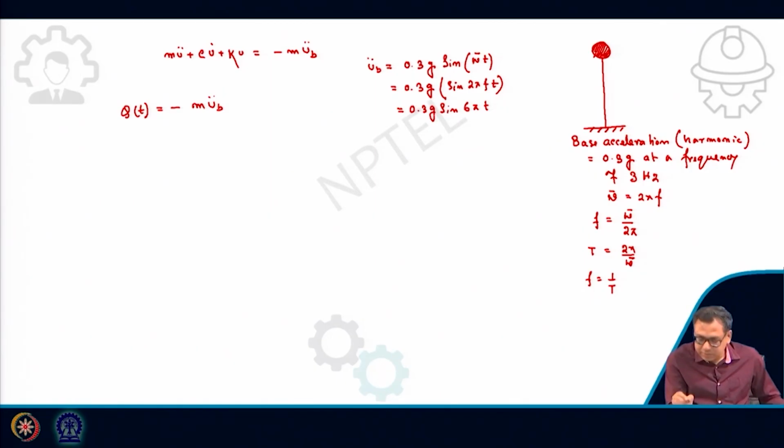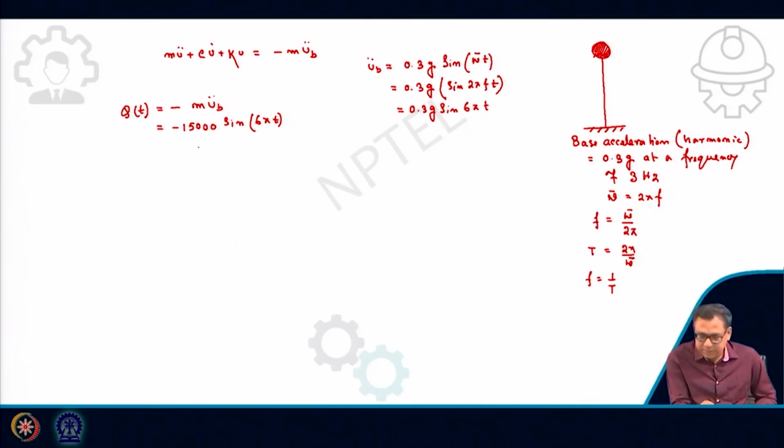Because here you know that if I put M, the value will be sine 6 pi t, and here this will be minus 15,000 sine 6 pi t. Now how is this 15,000 coming?